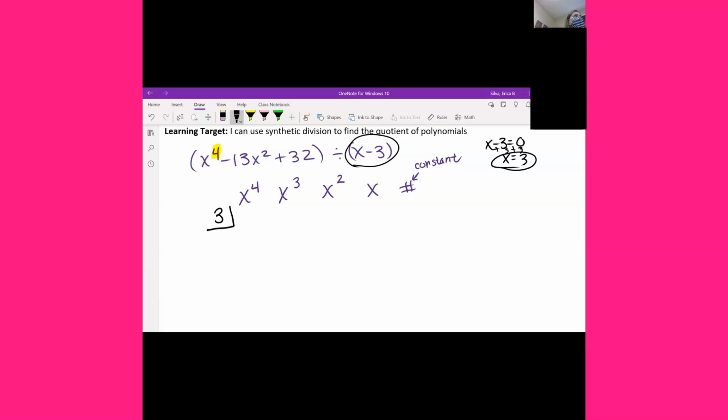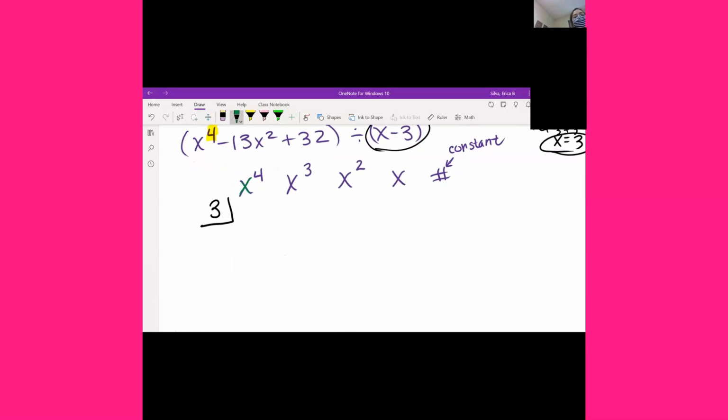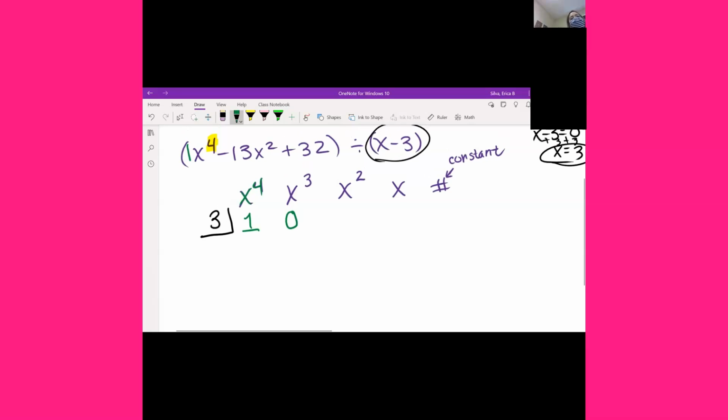Questions so far? All right, now we're going to look at the coefficients of each term. So this x to the 4th, my coefficient is 1, so I'm going to put a 1 under the x to the 4th. We don't have an x to the 3rd, so I'm going to put 0. X to the 2nd, my coefficient is -13. And the coefficient of x, we don't have one, so we're going to write down 0. And then my constant is a +32.